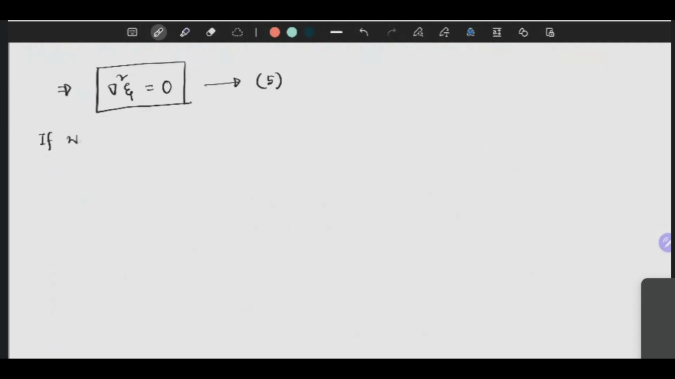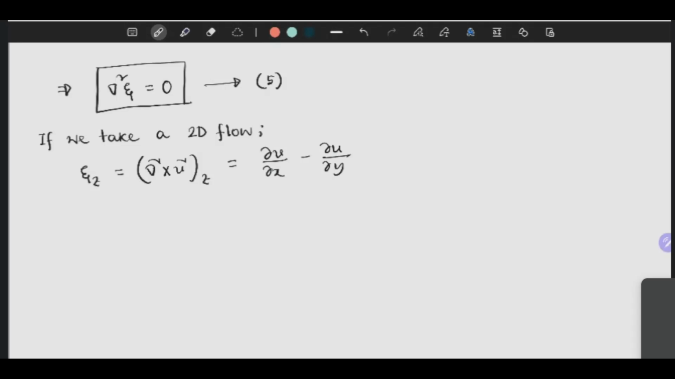If we take a 2D flow, then the Z component of vorticity will be the curl of V, its Z component, that means delta V delta X minus delta U delta Y. So here V is the Y component of vector V, right? So this is that thing.